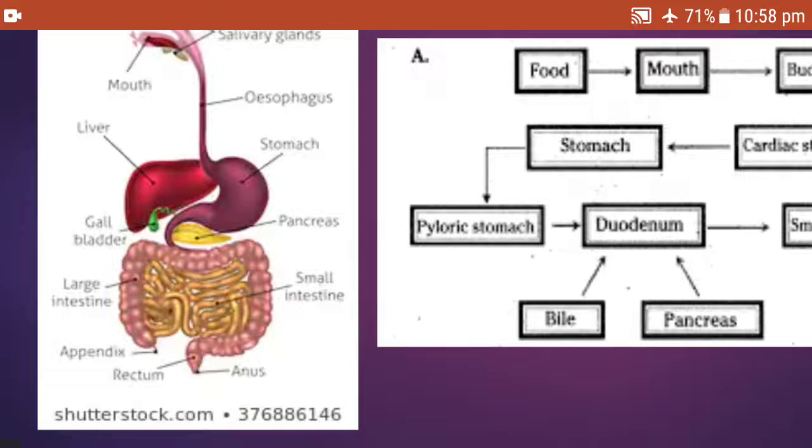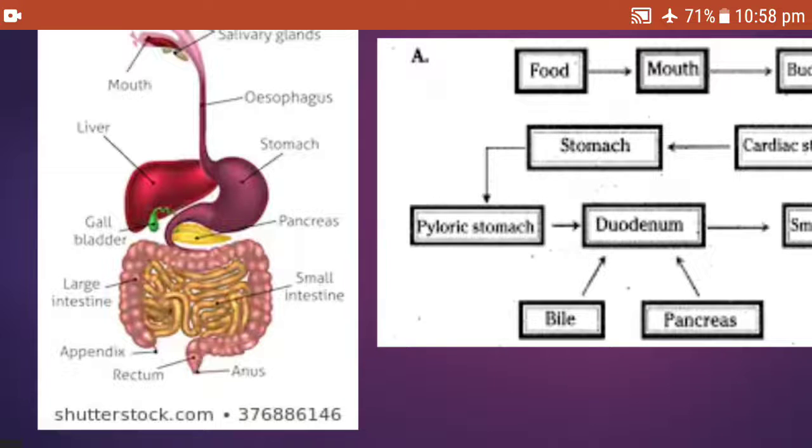So remember children, amylase will act on carbohydrates and convert them into maltose. Trypsin and pepsin act on proteins and convert them into peptones. And lipase acts on fats and converts them into fatty acids and glycerol.